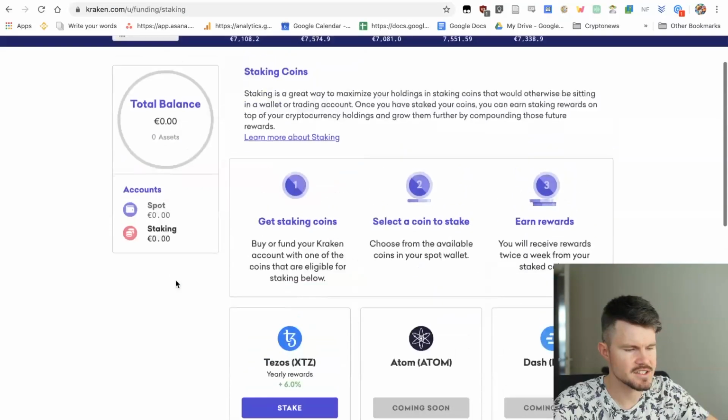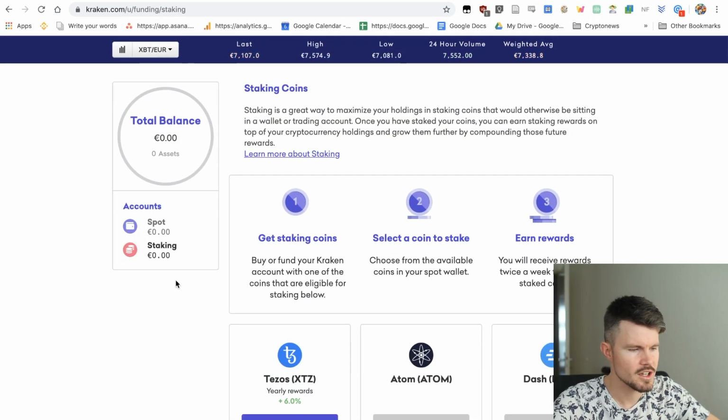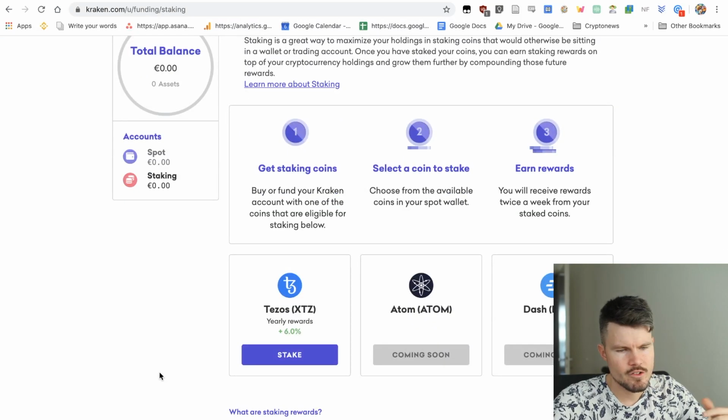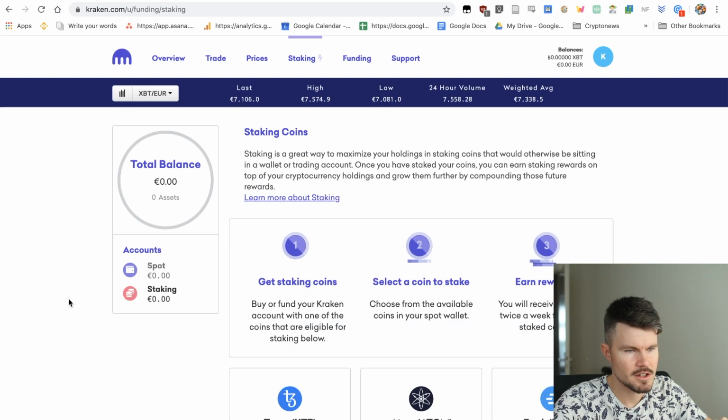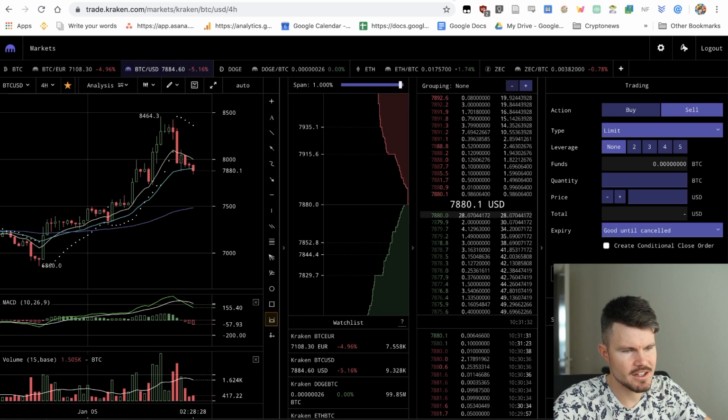So if you're interested in staking Tezos without all the hard work involved in setting up a wallet and finding your staking pool and so on, you can stake on Kraken. However, please be aware there's still a risk involved keeping your coins on an exchange, so you have to be aware of that. For now, let's look at Kraken Pro and what the interface looks like. Here, it's a lot more information on your screen.